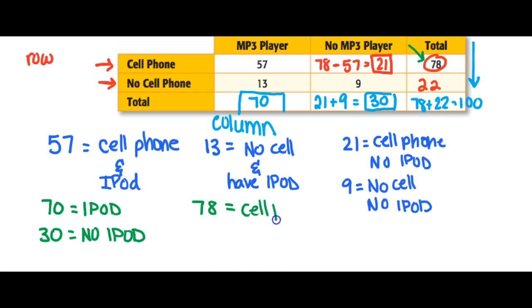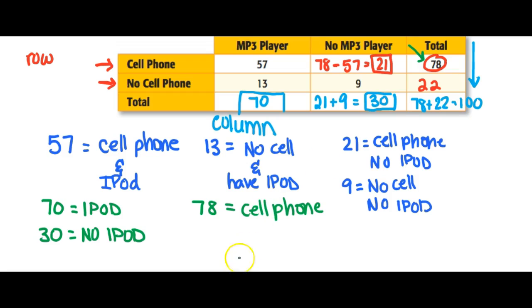78 people have a cell phone. And from these people, they might have MP3 players, they might have iPods. We don't know, we don't really care. We just want to know how many people. Do you have a cell phone? Okay, raise your hand. So we're doing it that way.